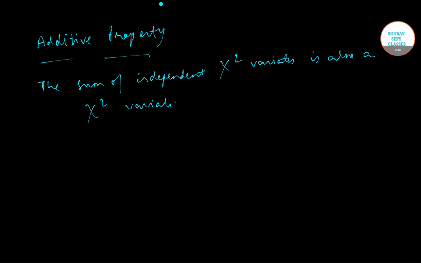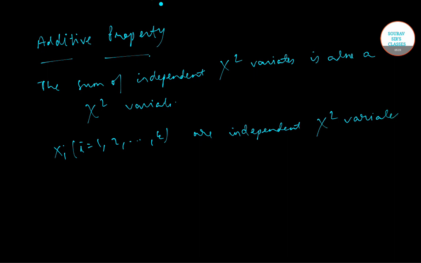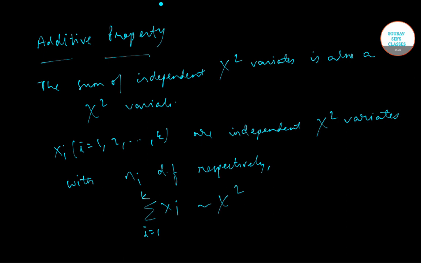More precisely, if xi, where i goes from 1, 2 and so on up to k, are independent chi-square variates with ni degrees of freedom respectively, then the summation of xi, i going from 1 to k, is a chi-square variate with summation ni degrees of freedom.